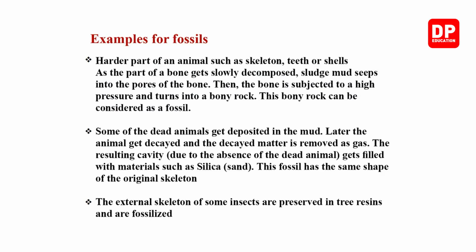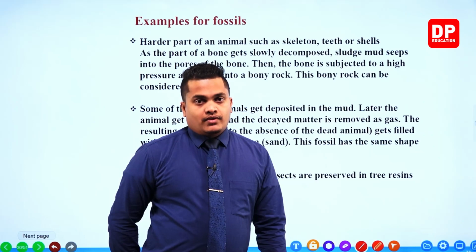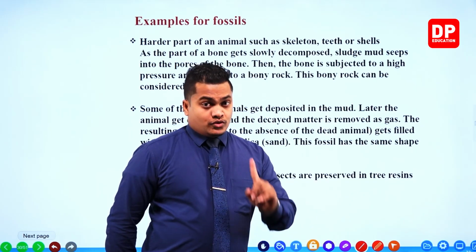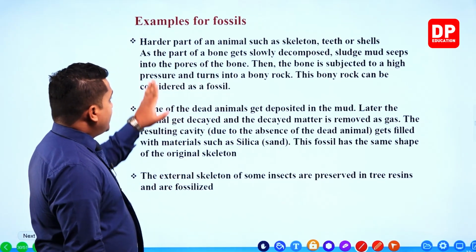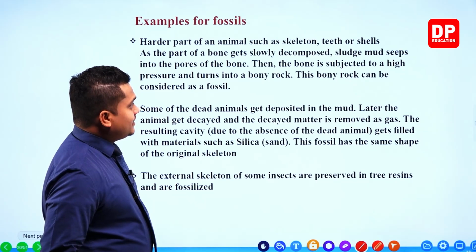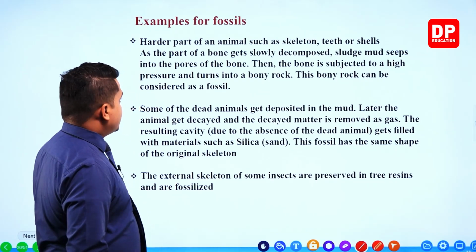Harder part of an animal. Now we are going to discuss what are the examples for fossils. Okay, examples for fossils, right? What are the things that can be considered as fossils? So the first one given: harder part of an animal such as a skeleton, teeth or shells.